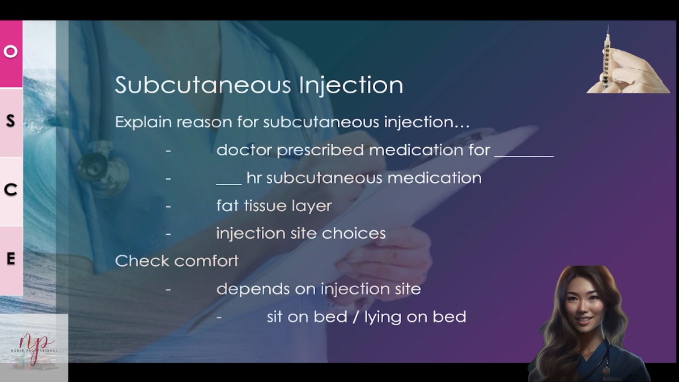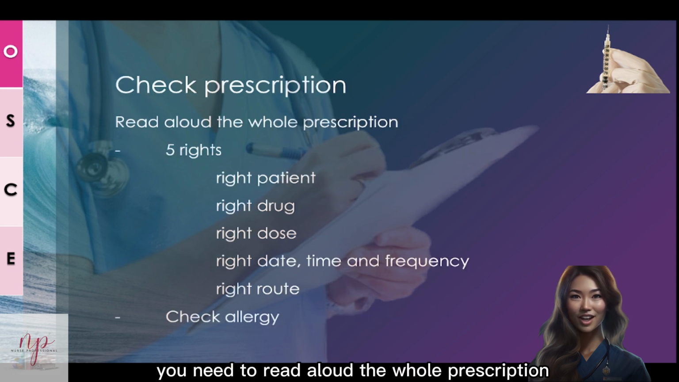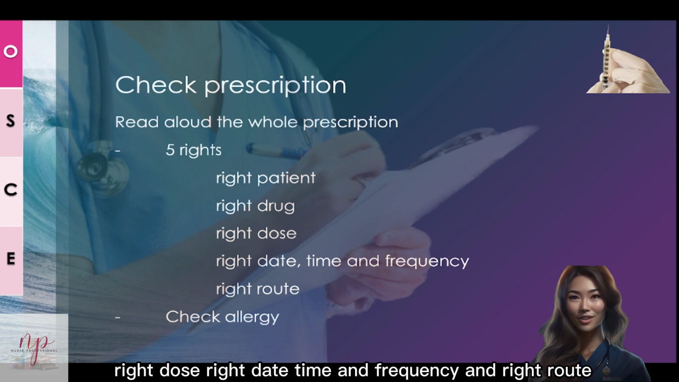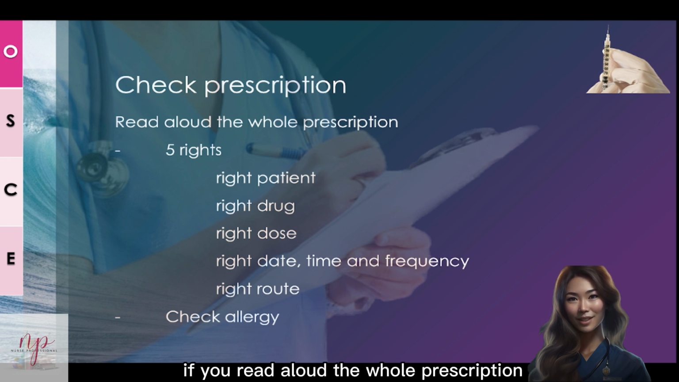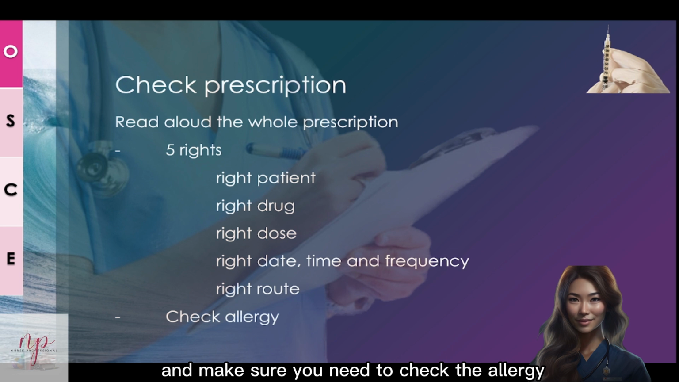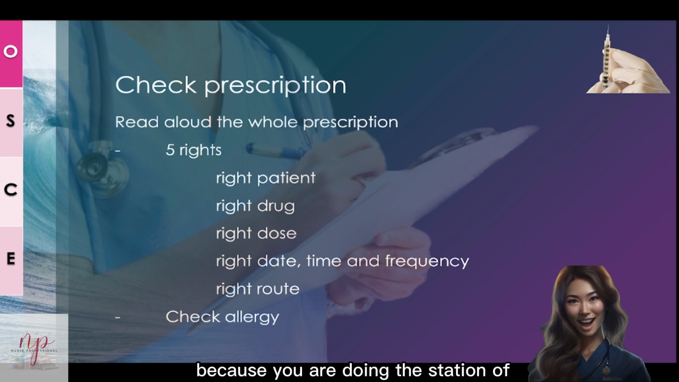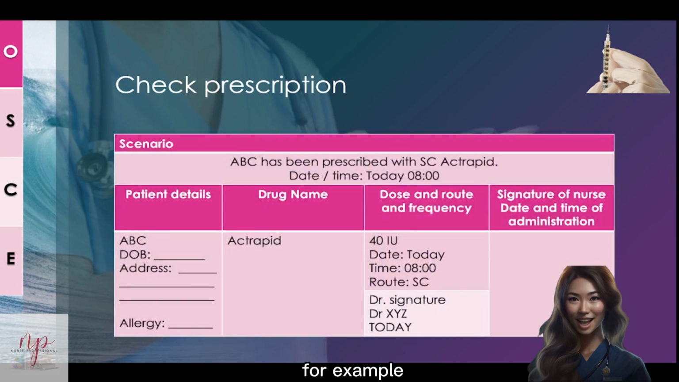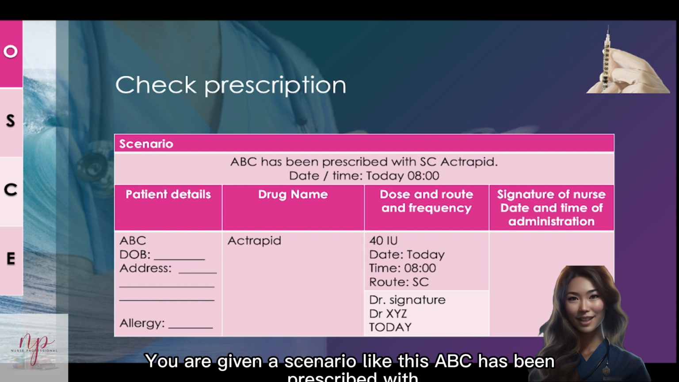Okay? After you leave your patient, you need to read aloud the whole prescription. The 5 rights: right patient, right drug, right dose, right date, time and frequency, and right route. If you read aloud the whole prescription, the prescription table actually has all these things. And make sure you check the allergy because you're doing a station of administering medication, so allergy is very important. For example, you are given a scenario like this.